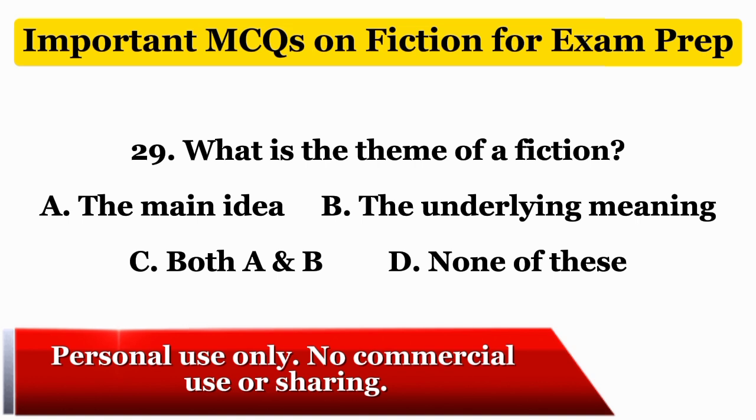What is the theme of a fiction? A. The main idea. B. The underlying meaning. C. Both A and B. D. None of these. The correct option is C. Both A and B. The main idea and the underlying meaning is the theme of a fiction.